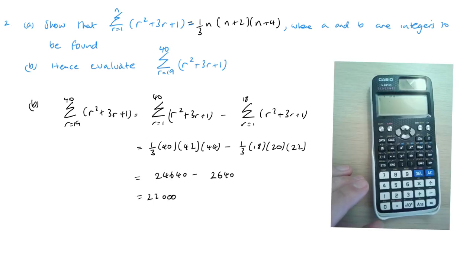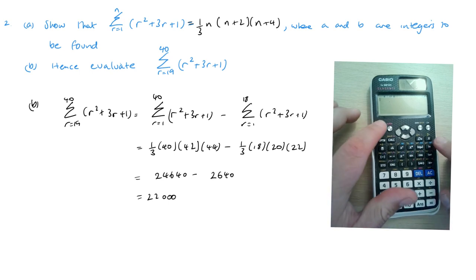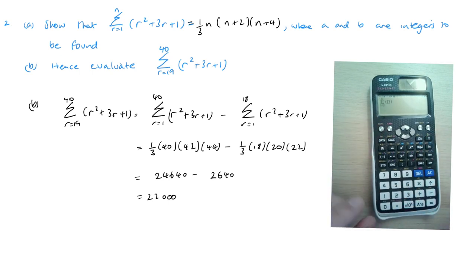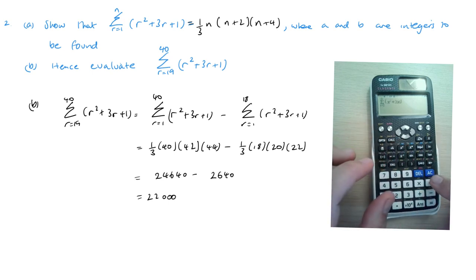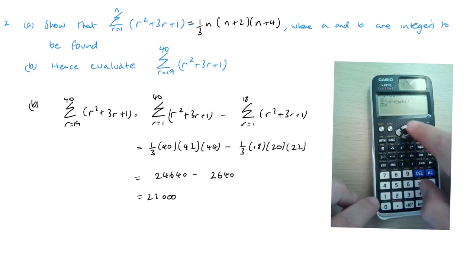22,000. And then going into my calculator to just double check it, and always double checking these, the numerical ones, because you can do that. That's between 19 and 40, and there it is, 22,000. So we're good to go on question 2.